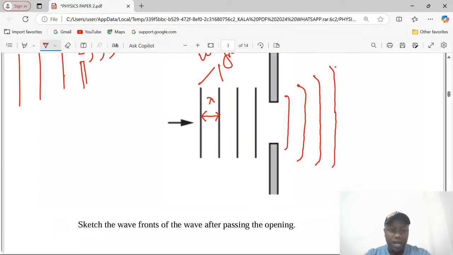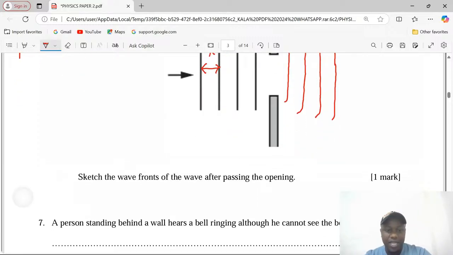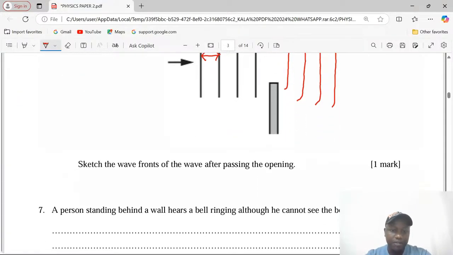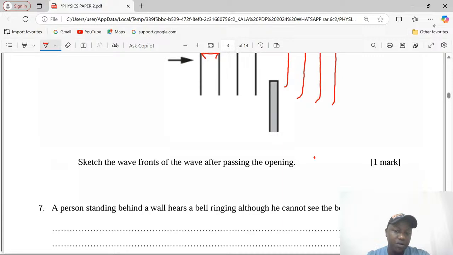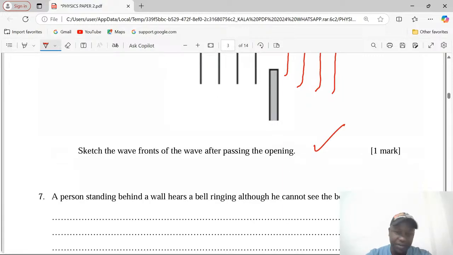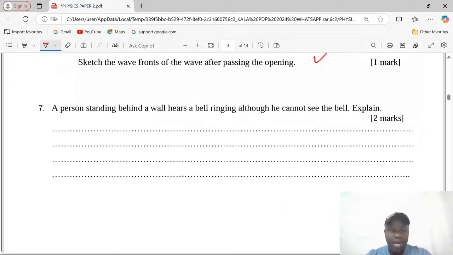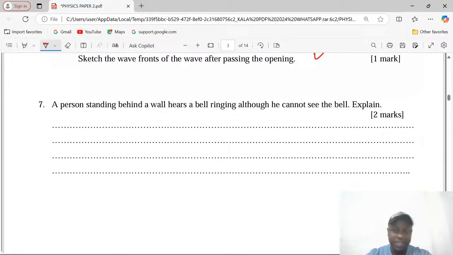So for this one, we are done. We sketch the wave fronts of the wave after passing through the opening. That one is done already. Number 7 is actually the same concept. A person standing behind a wall hears a bell ringing, although he cannot see the bell. Explain.